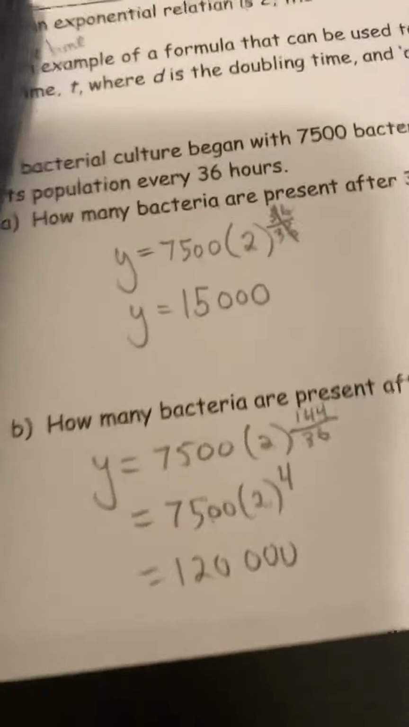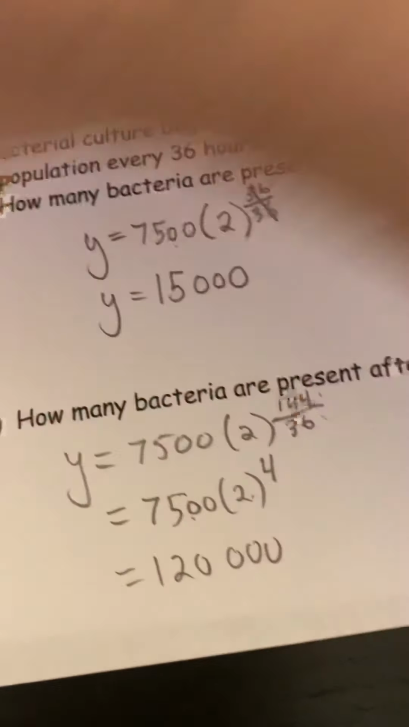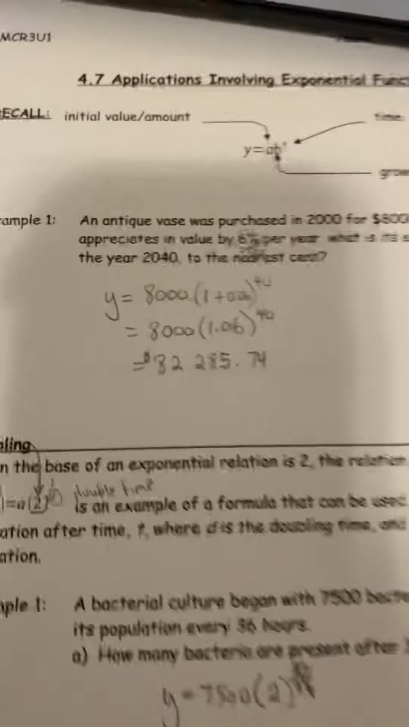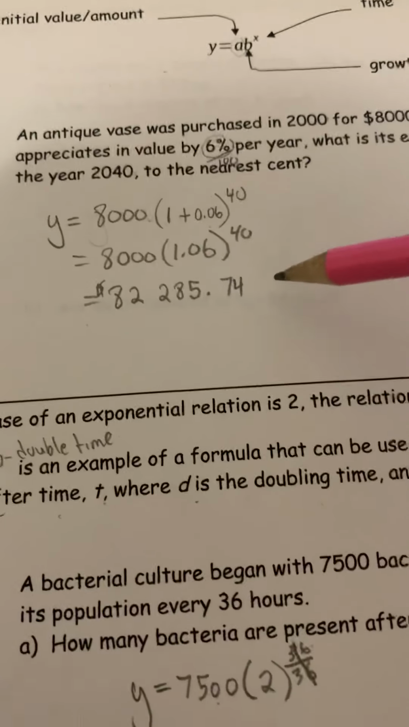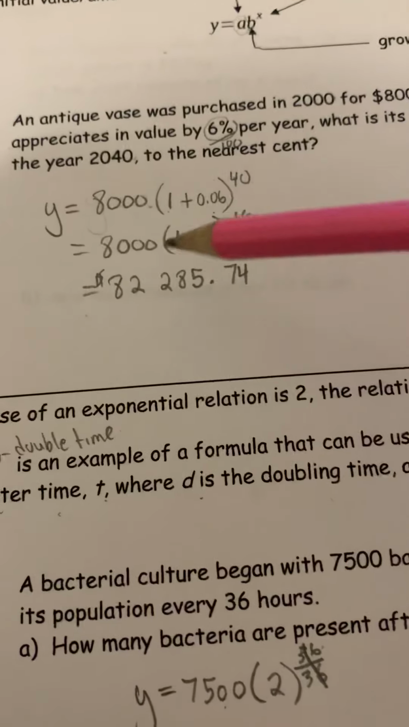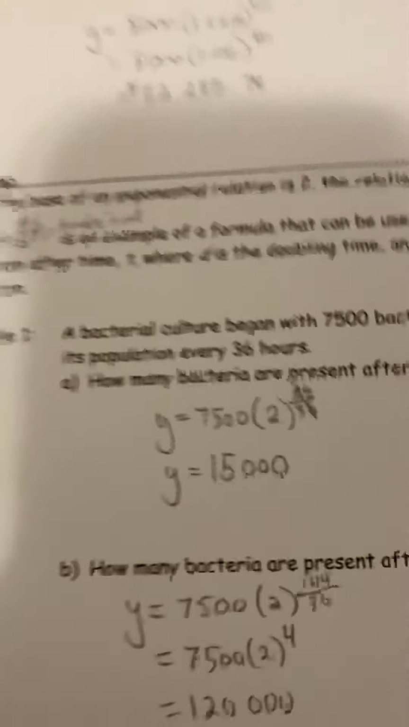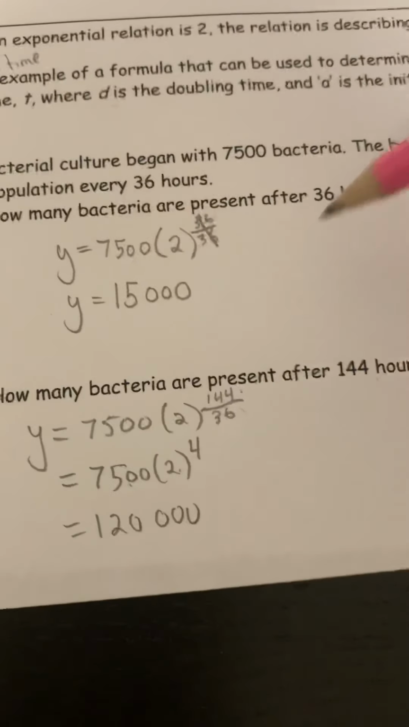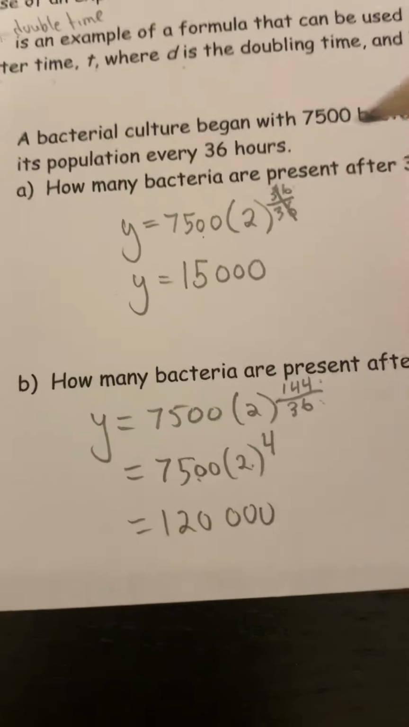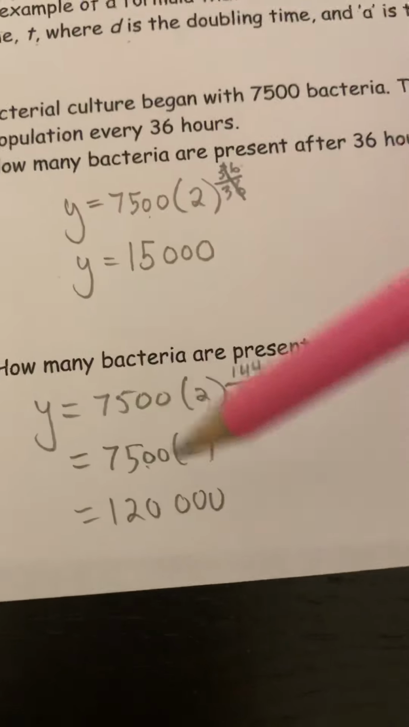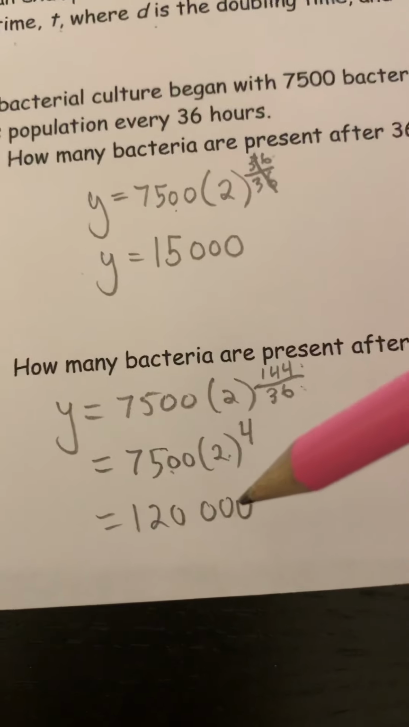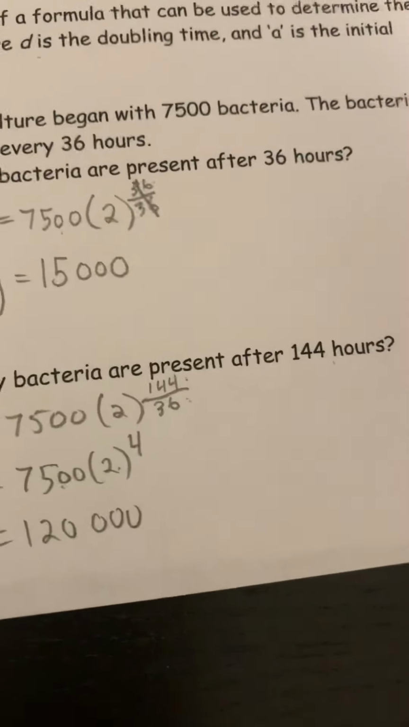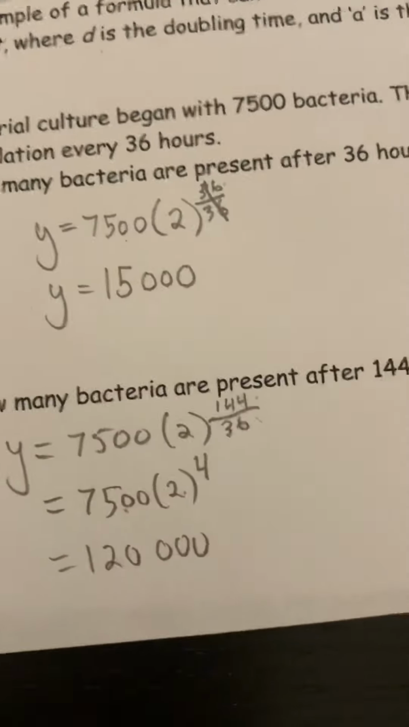Okay, these are word problems, so you should be putting a therefore statement at the end. So like for the first one, we should say after 40 years, the vase is now worth that much money. Likewise, these ones, after 36 hours, the population is such. And again, the population of the bacteria is 120,000 after 144 hours.